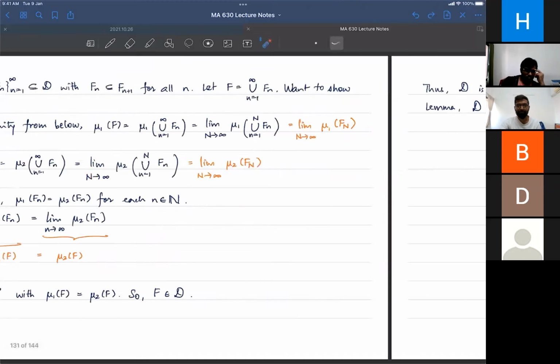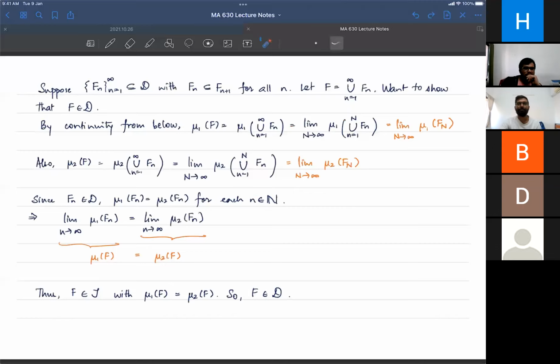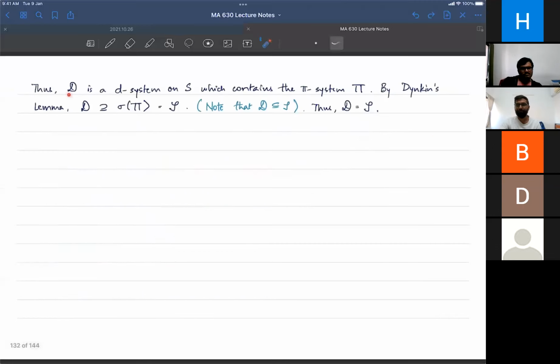All right. You guys with me? So what have we shown? Remember, D is the collection of sets where mu1 and mu2 match. D is a D system on S which contains a pi system. By Dynkin's lemma, D must contain the sigma algebra generated by the pi system. In other words, D must contain script S. Now remember that D is always a subset of script S. That is a given. So D contains script S, and D is always contained in script S. So D and script S are the same.